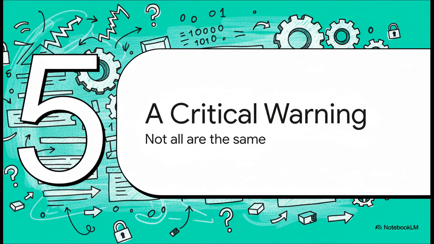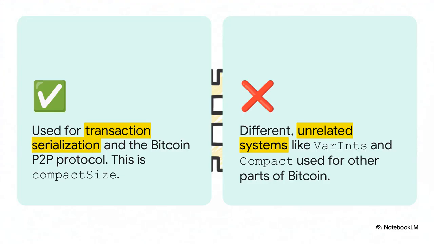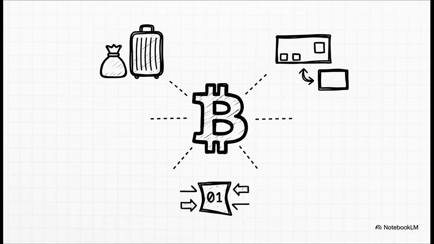All right, before we wrap up, it's time for our last section, and this one is super important. Section 5, a critical word of warning. Because in the world of code, names can be tricky, and this is a big one you don't want to get wrong. So, you have to know this. We've been talking all about CompactSize, but if you go digging in the Bitcoin source code, you might see other similar terms like varint or compact. And listen, this is a classic trap. They are not the same thing, not even close. They're totally different systems for different parts of Bitcoin, like the UTXO database or block headers. When you're talking transactions, it's CompactSize. Got it?